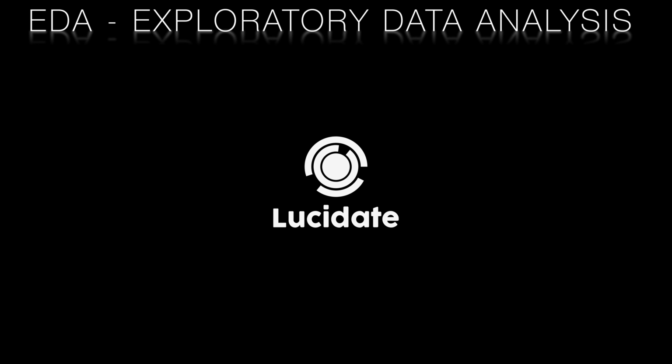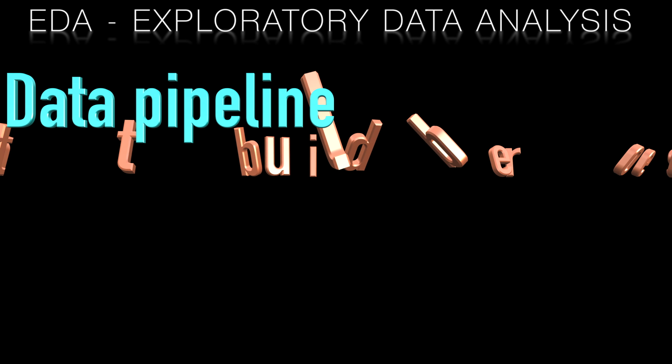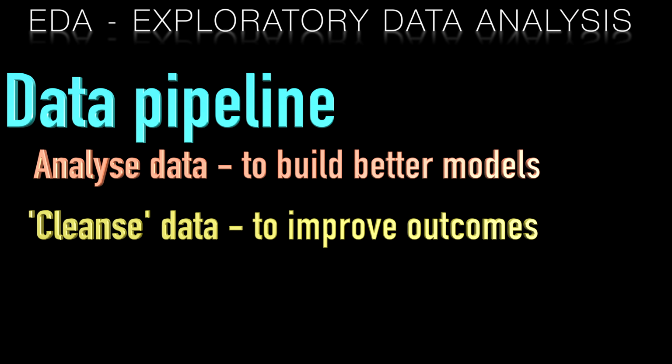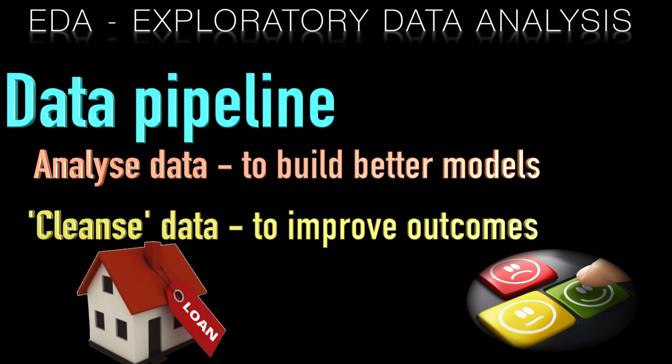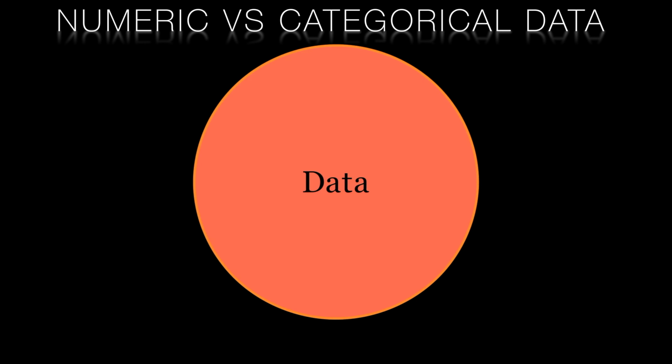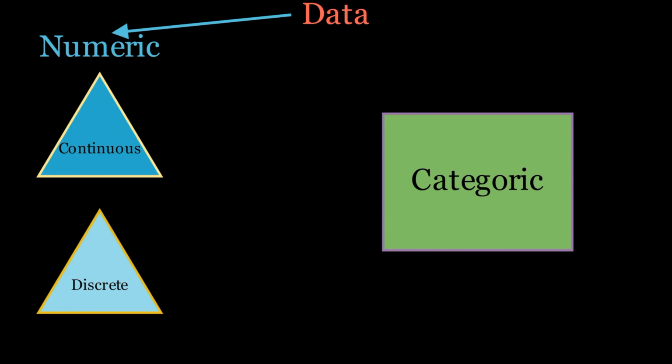Welcome to the second and final video in our series on EDA, Exploratory Data Analysis. In the first video, we started building a data pipeline to analyze and clean a loan default dataset. In this video, we'll briefly continue with that pipeline before turning our attention to a customer churn dataset to explore some alternative concepts. In the last video, we examined numeric data, in particular, how to deal with outliers. In this video, we're going to explore categorical data.